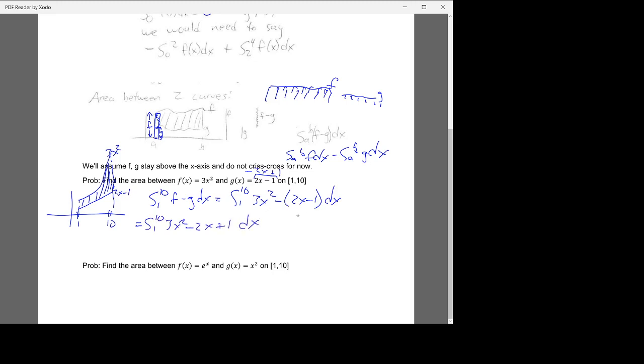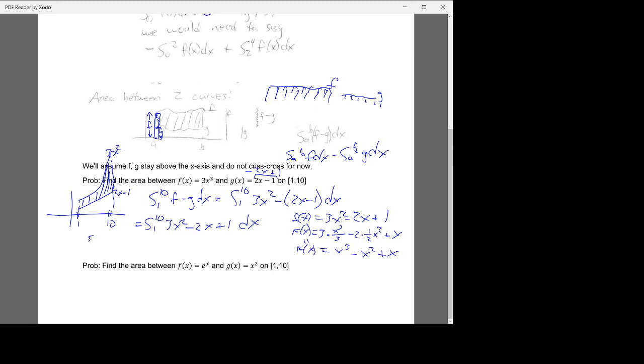Now, we know that a is 1 and b is 10. f of x is 3x squared minus 2x plus 1. What is the antiderivative of that, the big F? That's a little more fun, right? 3 times, and then n is 2, so x cubed over 3. And then minus 2 times 1 over x, or 1 half x squared, and then plus an x. So we have x cubed minus x squared plus x. That's big F of x.